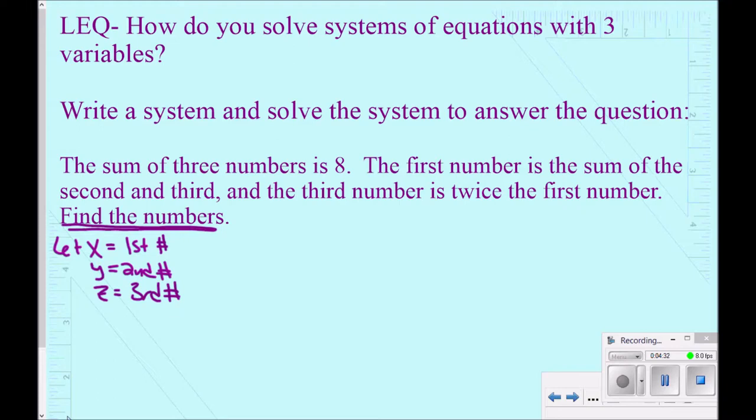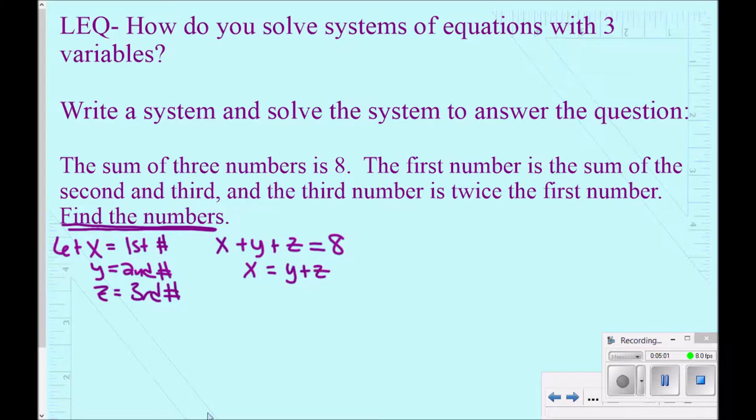I see the sum of 3 numbers is 8. Then 3 numbers are x, y, and z, which means x plus y plus z is equal to 8. The second statement says the first number is the sum of the second and the third. So the first number, x, equals the sum of the second and the third. Well, the second and the third are y and z, and sum means add.